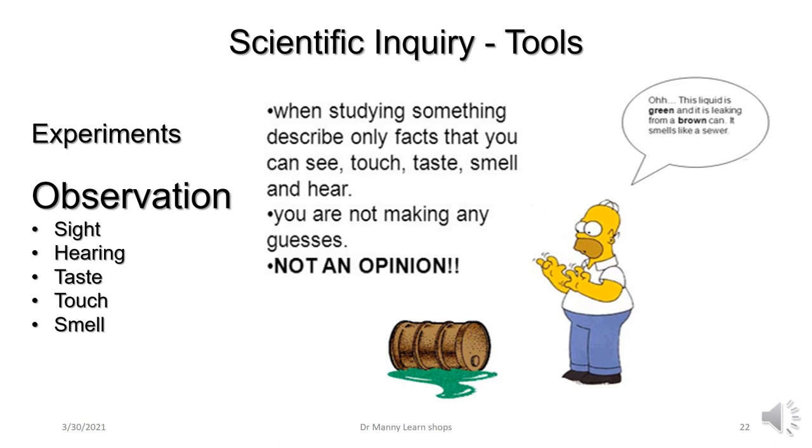It's factual. So for example, when we look at Homer Simpson, his observation, this liquid is green and it's leaking from a brown can and it smells like a sewer. He's using sight, smell. They're the two observable tools that he's using. It's not an opinion.